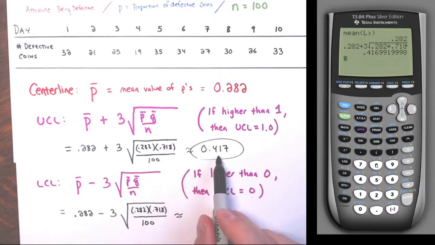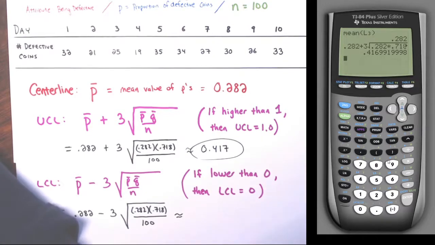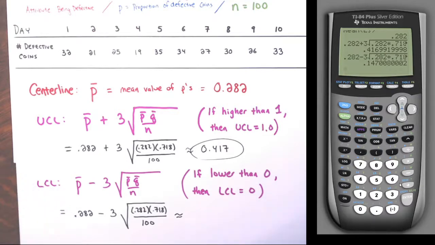I'm going to put this in as my upper control limit. Then I'll re-enter this. Second entry above the enter sign, and it gives me the same thing back, and I can just scroll back through it and change the plus sign before the 3 times the square root to a minus sign and recalculate. I get approximately 0.147, and that is not lower than 0, so this is a good lower control limit.